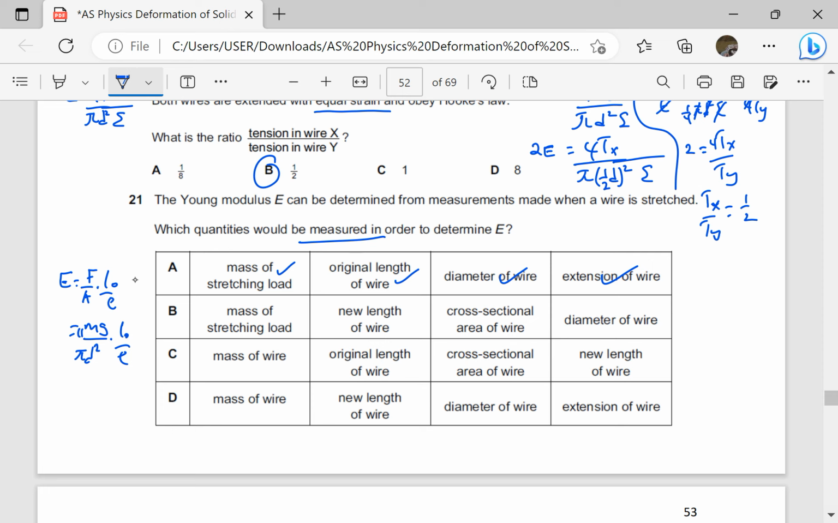Mass, new length: the new length alone will not help. Mass, original length, yes. Cross-sectional area, we can't measure the cross-sectional area directly. Mass, new length: when we measure the new length, it can still give us Young modulus if we have measured the extension, because we can again find the original length from the extension and the new length, but the other is more direct, so the answer is going to be A.